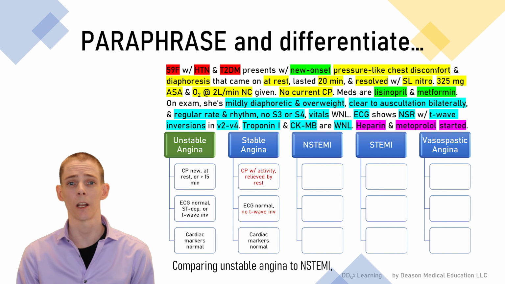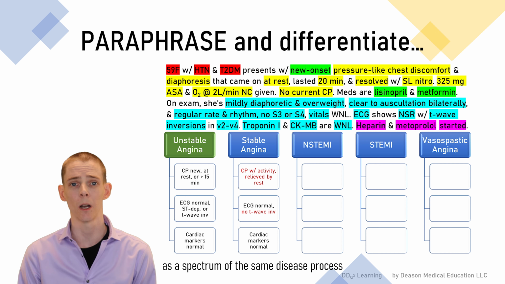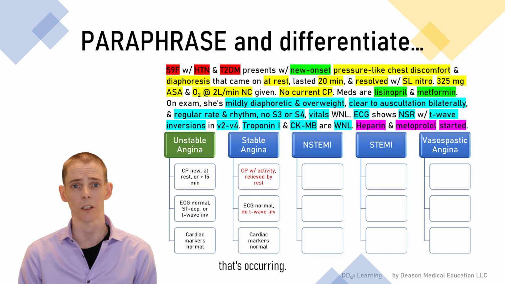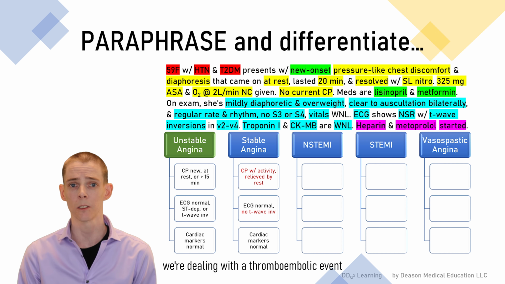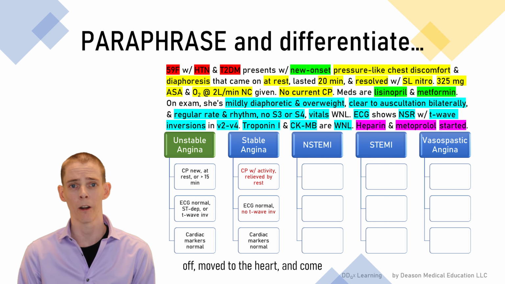Comparing unstable angina to NSTEMI, it's important to think of these as a spectrum of the same disease process that's occurring. In both instances, we're dealing with a thromboembolic event where an embolism from somewhere else has broken off, moved to the heart, and clotted an already thrombosed vessel.